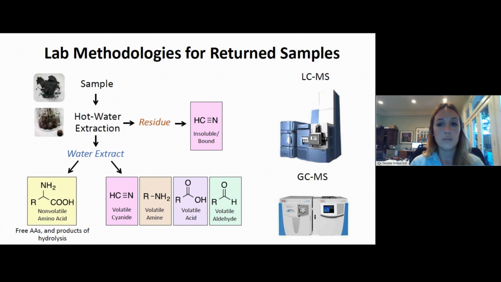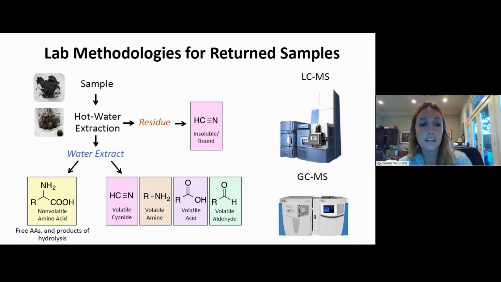So the lab methods that we use cannot be carried out in situ on the lunar surface. We really do need return samples in order to extract, process, and analyze these molecules in the lab. And from one single lunar sample, we're able to extract, isolate, separate, and detect individual amino acids and volatile organics using these compound-specific techniques, such as liquid chromatography mass spectrometry and gas chromatography mass spectrometry. We also have a method to analyze insoluble or bound cyanide within the residual solid after the hot water extraction.